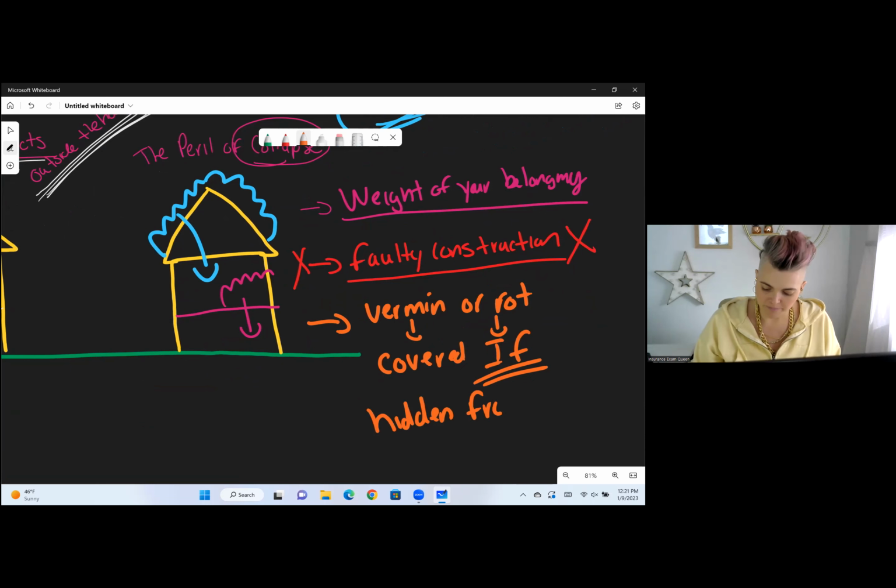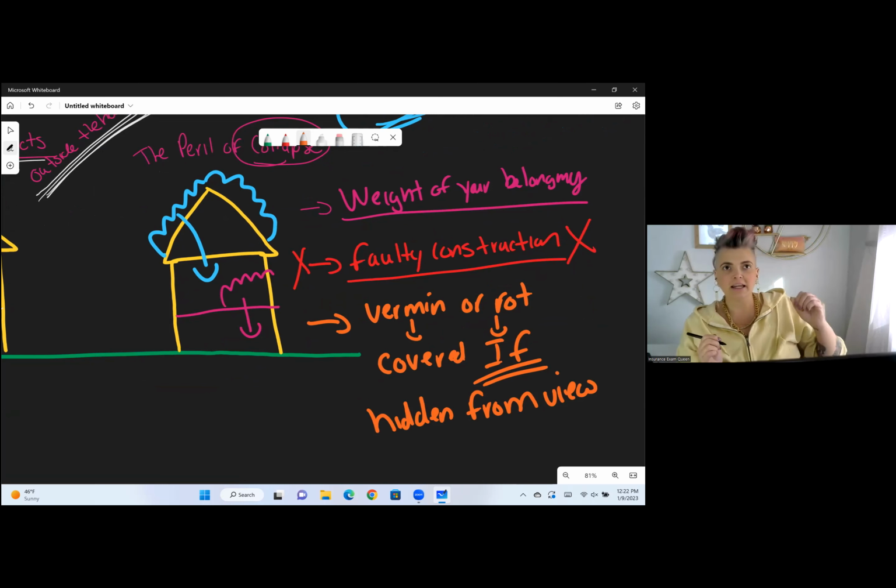hidden from view. What we're saying here is that if you knew you had termites and you didn't take care of it and the house collapsed, the insurer will not pay the claim. Now, that may be a weird thing to try to have to prove, but we don't need to worry about that for the exam. All we need to know is that vermin termites are only covered if the damage they cause was hidden from view.